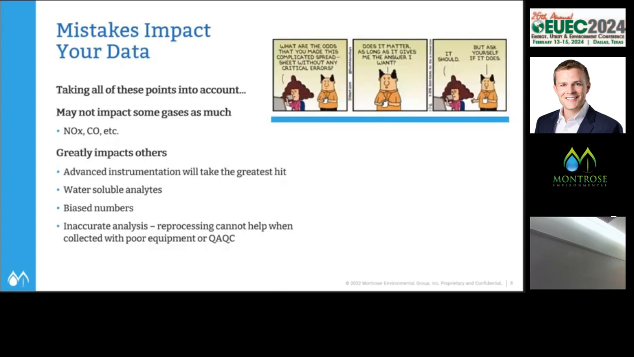So taking all these points together, right, from a SEMS perspective, from a testing perspective, it's going to impact your data greatly. Whether you have a cold spot, you're missing flow, there's wrong equipment being used, it's going to really impact certain analytes more than others. You're probably not going to see, if you have a cold spot, an impact on NOx, CO, some general combustion gases that aren't water soluble. But if you're looking at ammonia, HCl, formaldehyde, ethylene oxide, you name it, these little mistakes add up. And once again, your data is going to be incorrect.